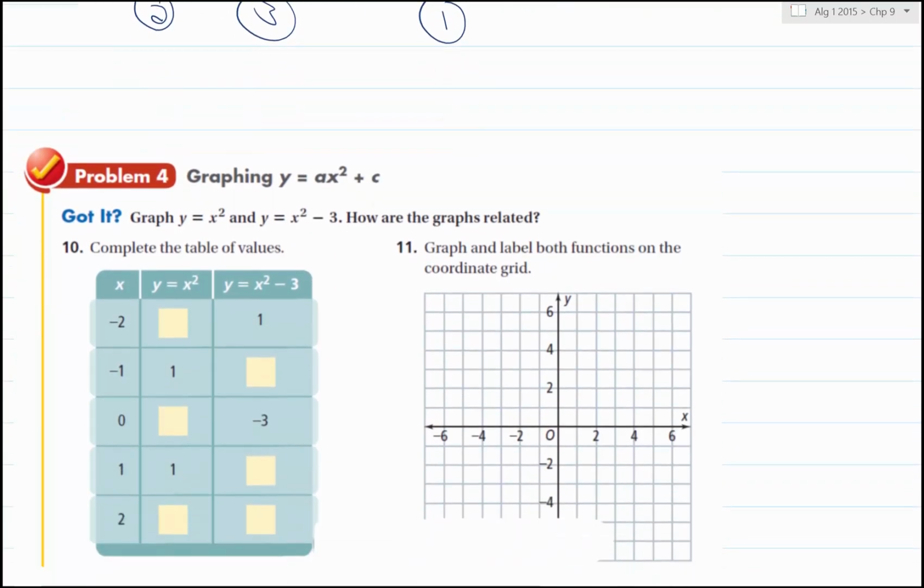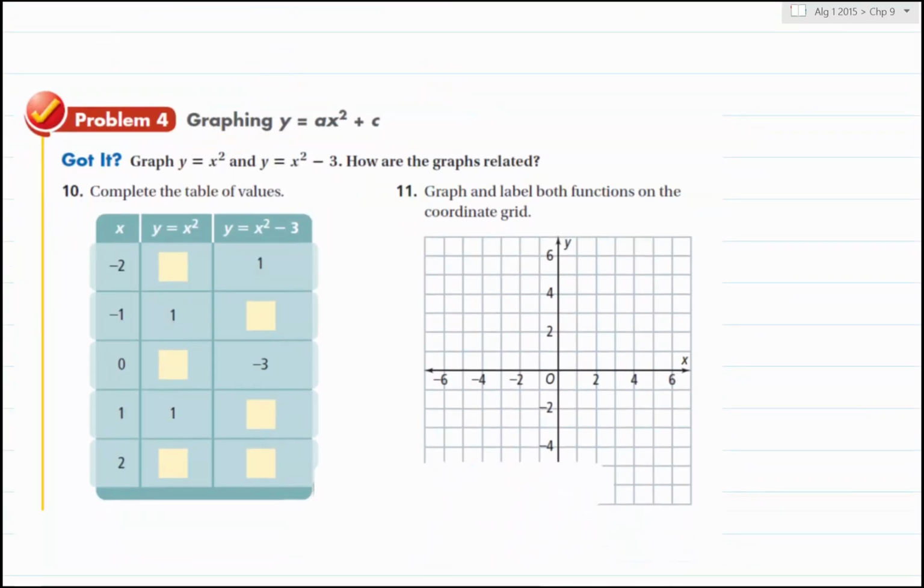Next thing we have to do is take a look at what happens to our graph. If we plug in -2, we get 4. If we plug in -1, we get 1. 0 gives me 0, 1 gives me 1, and 2 gives me +4 again. So if I look at this graph, 4, 1, 0, 1, 4. Alright, so here is that very first graph that we have.